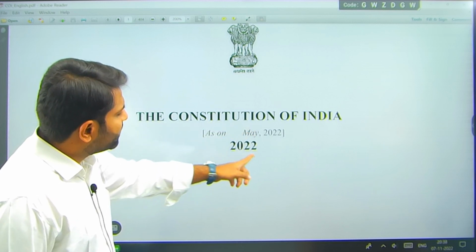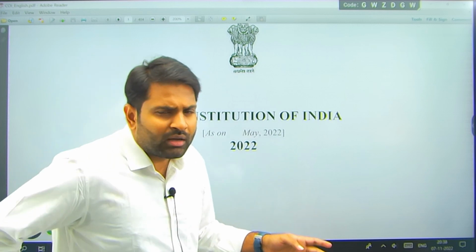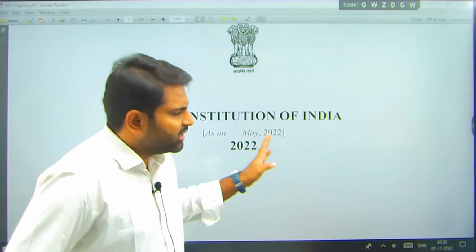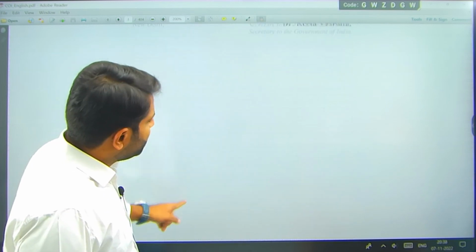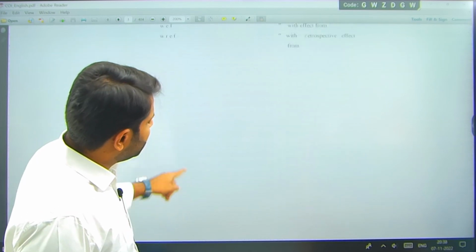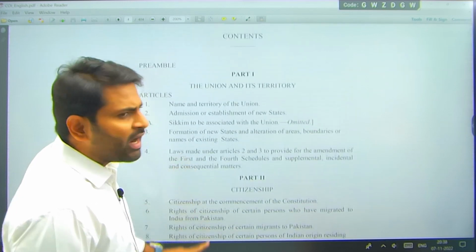Constitution of India, updated till May 2022. Remember that no book in the market will be updated till May, right? It is important that you download this document online. Try to type constitution legislative website, and you will get that PDF from there. It's open source. Here I am going to try to identify the parts.